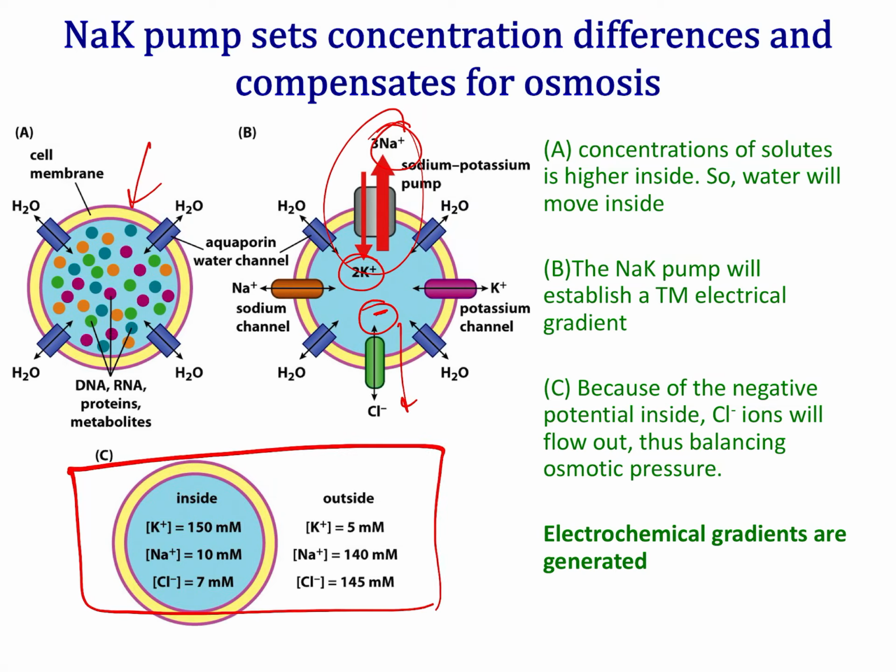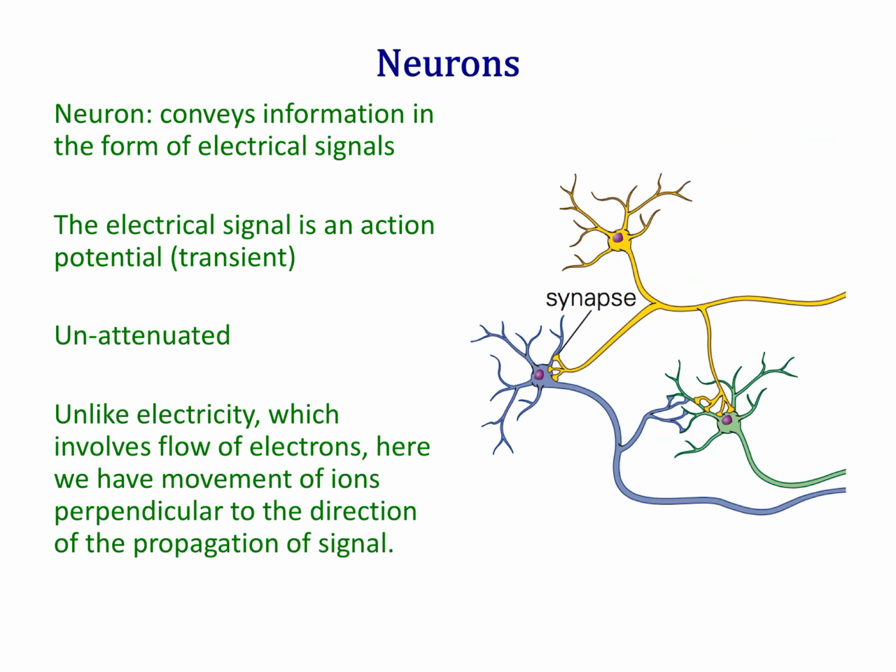And this image here at the bottom shows you very important data, that the concentration of potassium is low outside the cell, high inside the cell. For sodium it is the opposite, and for chloride also it is the opposite. So now the cellular membrane has electrochemical gradients across itself. So there's the chemical gradient of ions across the membrane, as well as an electrical gradient established by potassium leak channels and the sodium potassium pump. Okay, with this background knowledge we can move on to neurons.